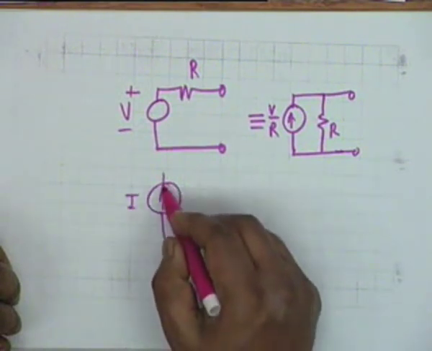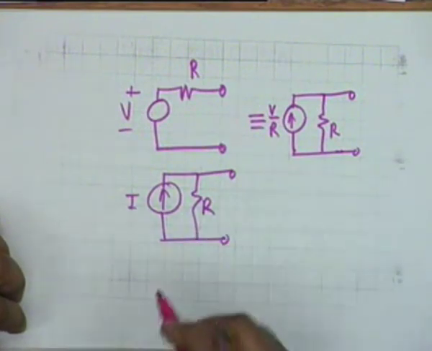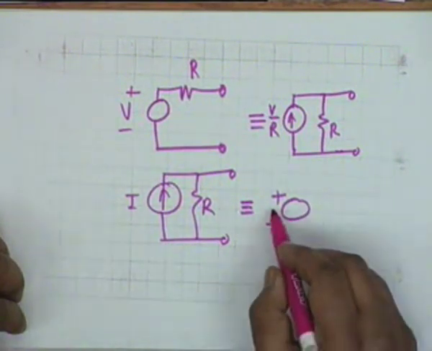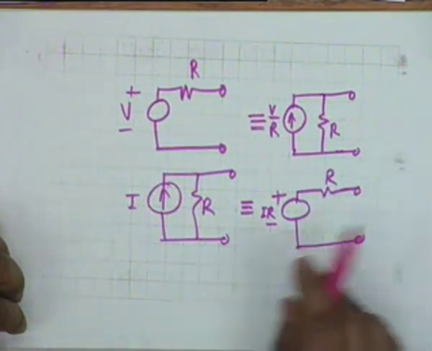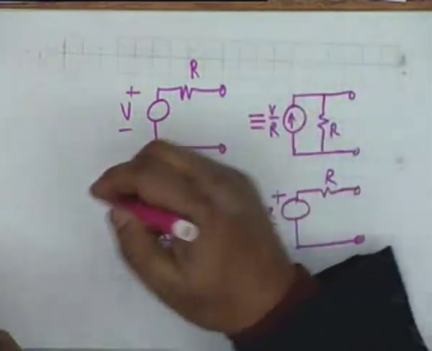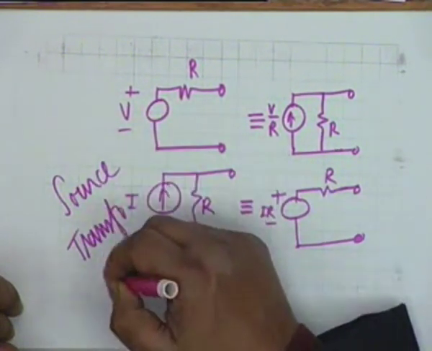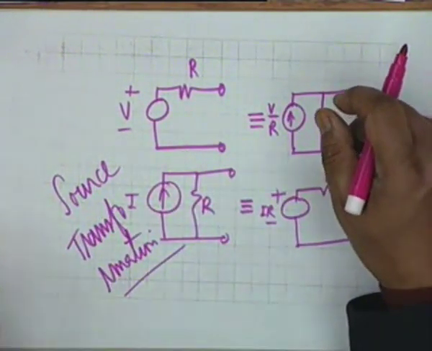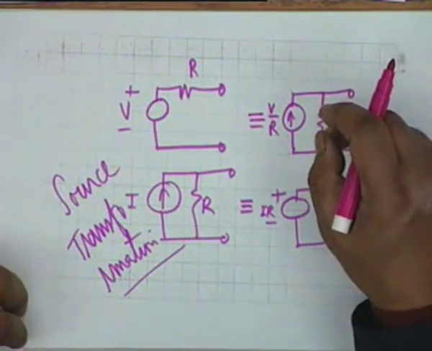Similarly, if I have a current source I, which is non-ideal, that is, it has a parallel resistance R, then this is equivalent to a Thevenin equivalent, a voltage source, I times R in series with R. You will see that these simple transformations, the two transformations which go by the big name of source transformation, shall be extremely useful in solving network problems without loop analysis, without node analysis.